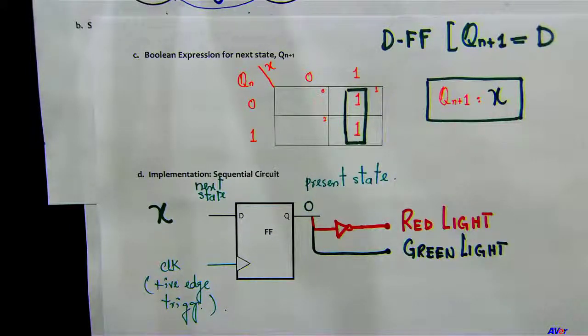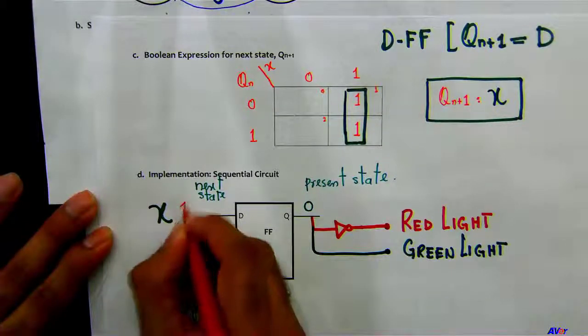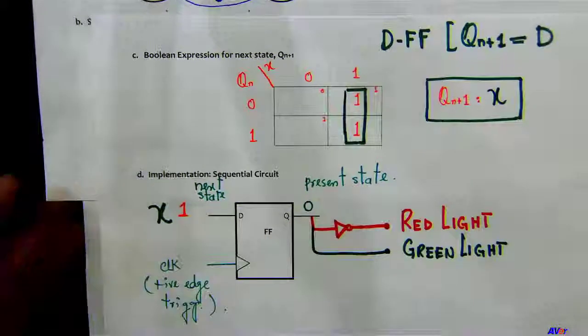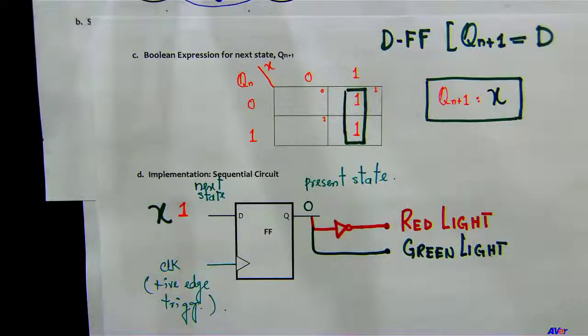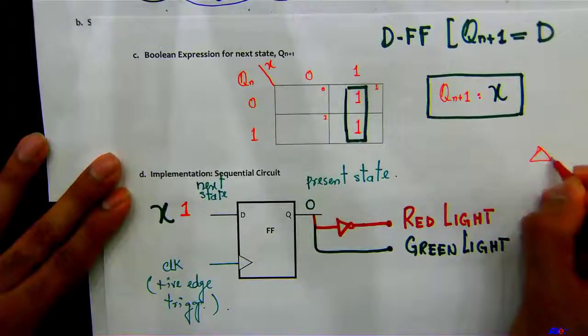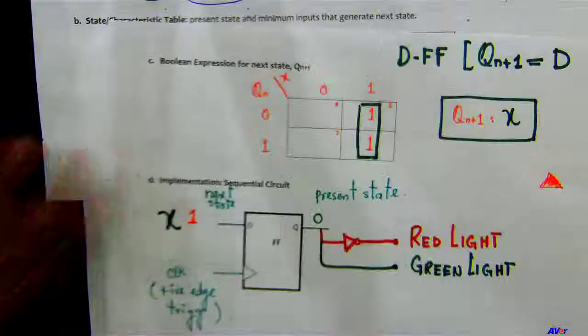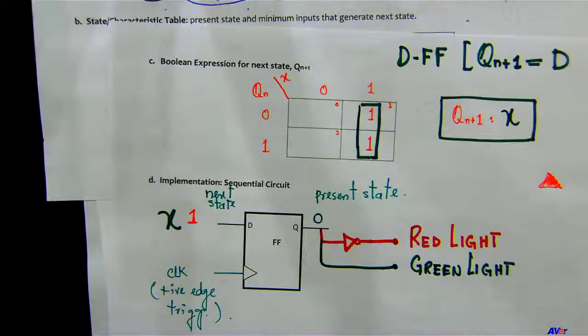Okay, let's now verify the logic. Okay, so present state is 0. What do you want to choose your input X as? 1? You want to do 1? Okay. So 1 is the input. The person is at the ground floor. So if he presses 1, remember this right here, the elevator is supposed to go from the ground floor to the first floor.